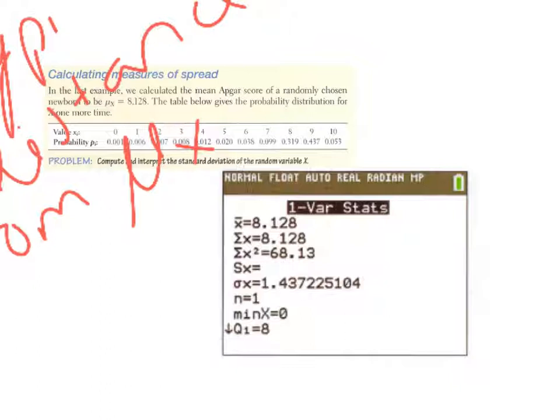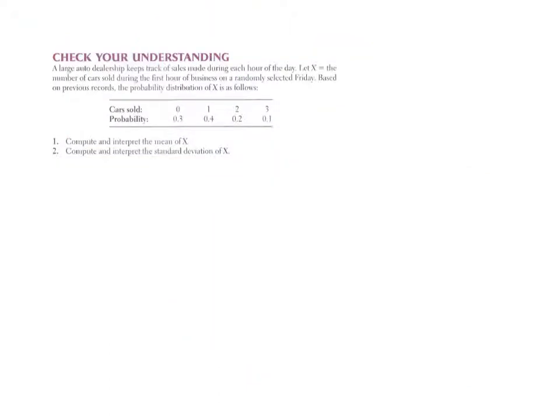You can also do your 1-var stats, and it will give us the standard deviation there. But again, remember, that won't count as full credit. You will need to have written out and shown your work there. So in an ideal world, you'll pause it, go ahead and do 1 and 2, and then come back and restart it and check your work.